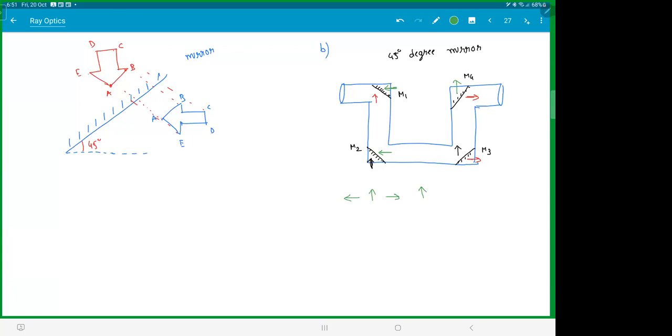So the image of M1 will be the object of M2, the image of M2 will be the object of M3, and so on. You just need to check: is the tail closer to the mirror or the head closer to the mirror? If the tail is closer, then it starts with the tail and rotates by 90 degrees every time. Please ask me if you're confused. Just more of a logical kind of thing. You can ask it as a puzzle also.